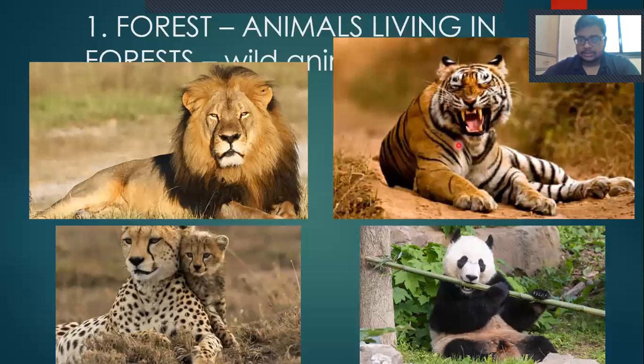See this, they eat other animals. For example, a lion eats small animals like deer. A panda does not eat many other animals. It is a herbivore. It only eats mostly bamboo and small plants. Still, it is a wild animal. So these are wild animals, and they live in the forest.